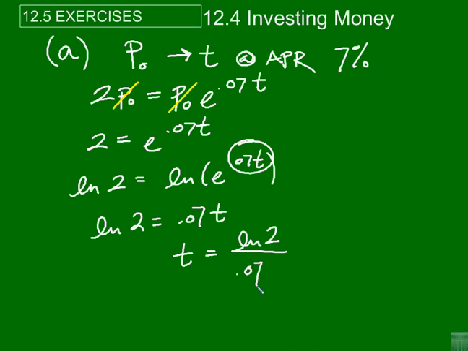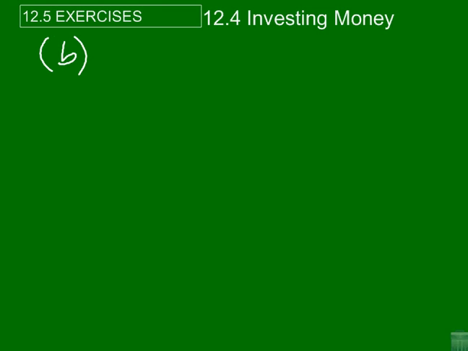Which is essentially, at 7% interest, going to be 9.9 years. There we go. So if I put $10,000 in there, I'm going to have $20,000 roughly 10 years later. Okay, pretty simple. Now, part B says, what would happen if we wanted to double our money in 2 years?